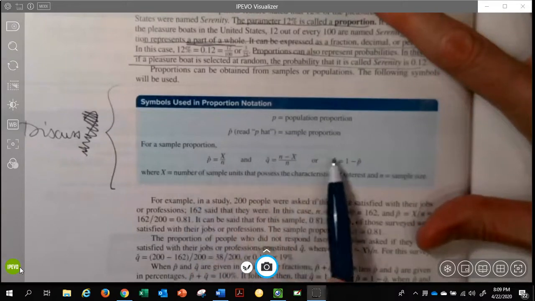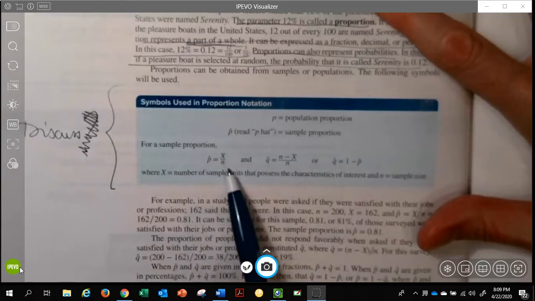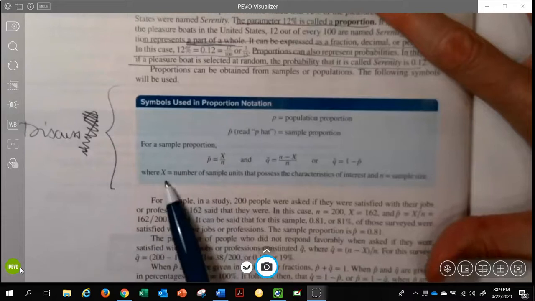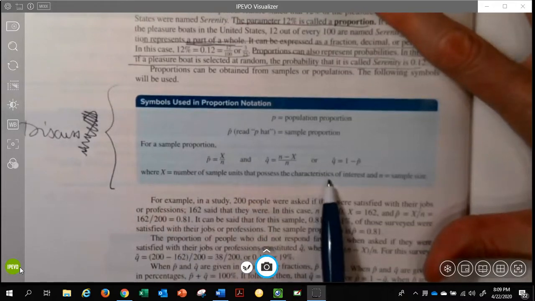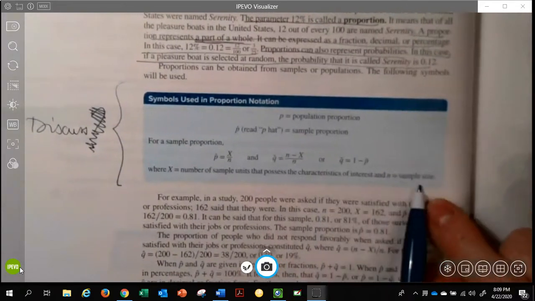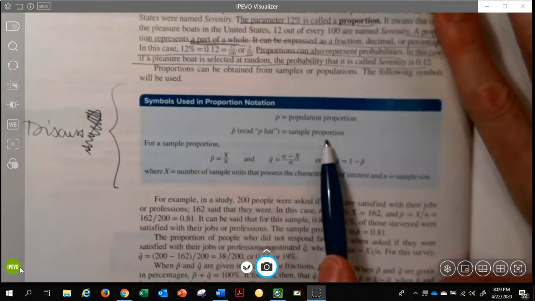Then they give us a couple of little formulas which would make sense, part to whole. It's going to be, as it says here, P hat is X over N. They go ahead and tell us X is the number of sample units that possess the characteristic. We've done these kind of things before. And then the N is the sample size. So P hat is the sample proportion.